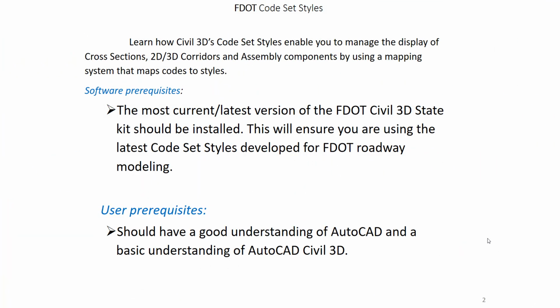So before we get started, let's just cover the software and the user prerequisites. As far as the software is concerned, just have the latest or most current version of the FDOT Civil 3D State Kit installed. This is just to ensure that you're using the latest code set styles that have been developed for FDOT roadway modeling. For user prerequisites, just have a good understanding of AutoCAD, and you should have a basic understanding of AutoCAD Civil 3D.